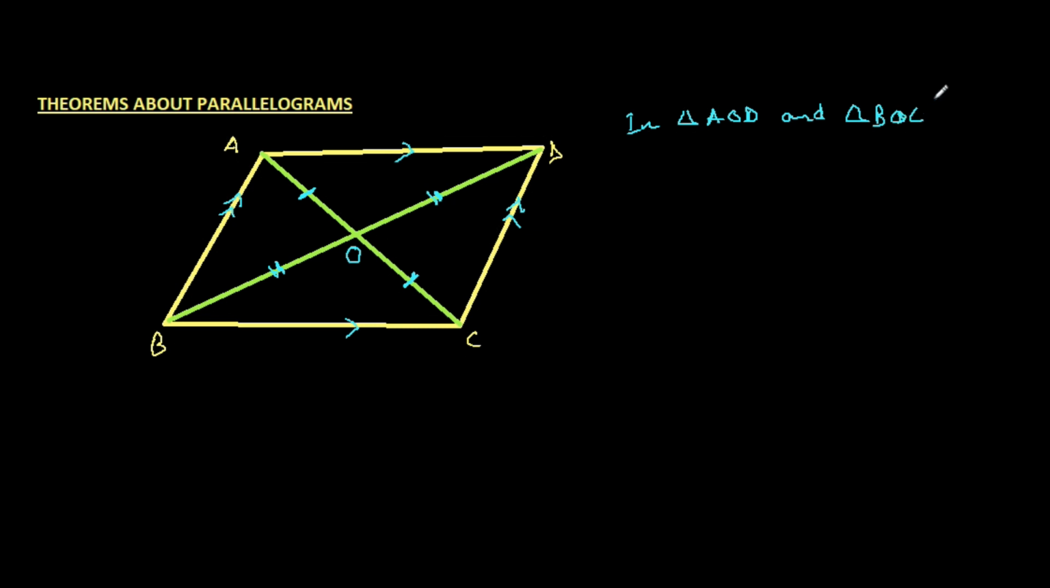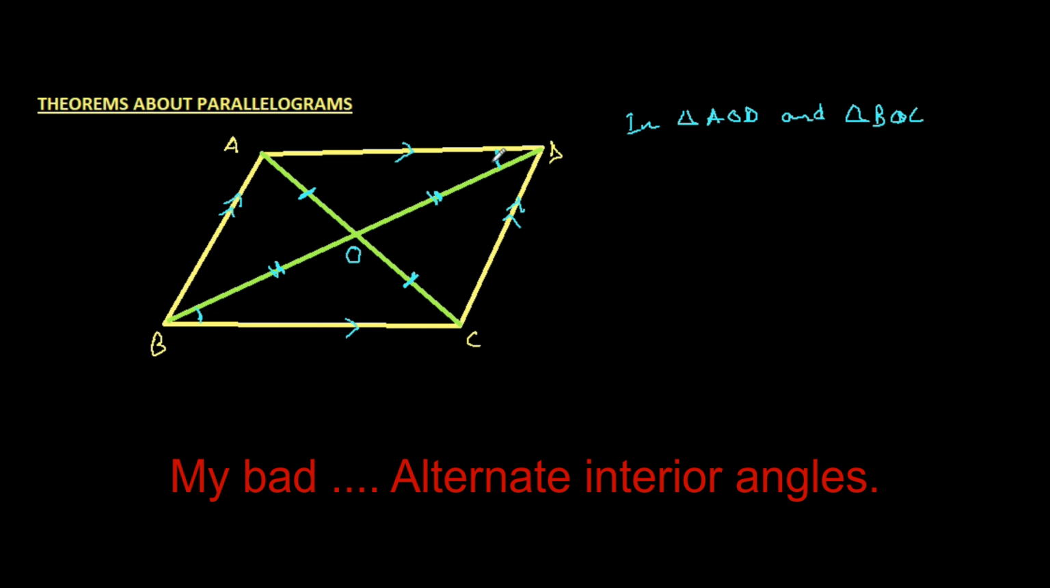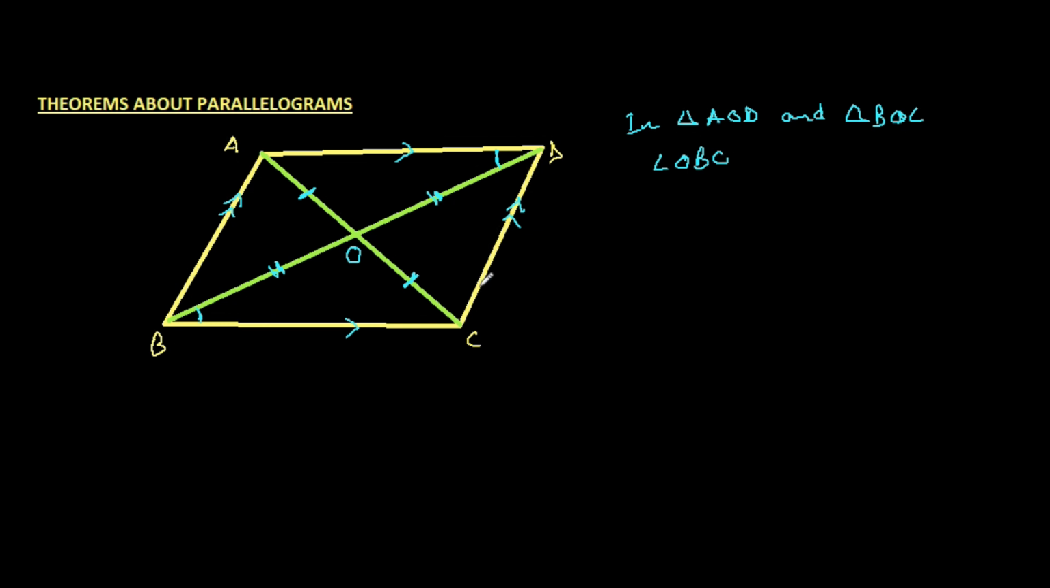Now what can we say about these triangles? Well, we can say that if AD is parallel to BC and BD is a transversal between them, then this angle here should be equal to this angle here, as they are the co-interior angles. So I can write that angle OBC is the same as angle ADO. What else can we say?